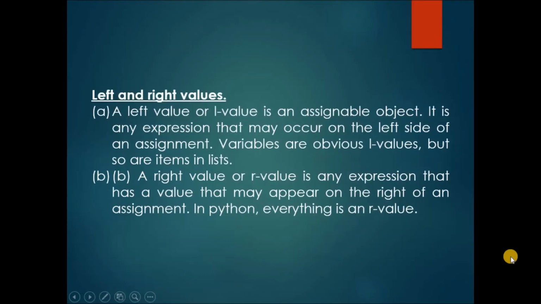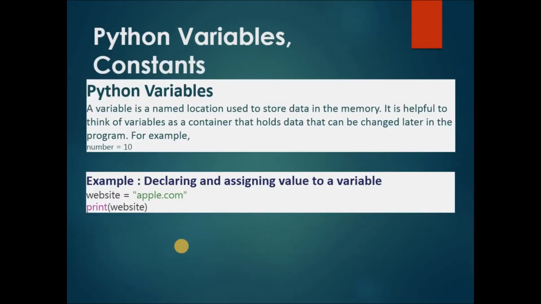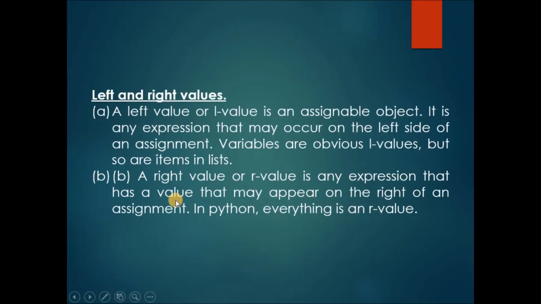After that, left and right values. So L value and R value are there in your syllabus. L value and R value you can understand like this. See, this is the left side and this is the right side. The left side is the place where you are going to store data, that is the variable, and the right side is the value you are going to assign to website. Okay, this is the right side, this is the left side. So this is about the L value and R value.